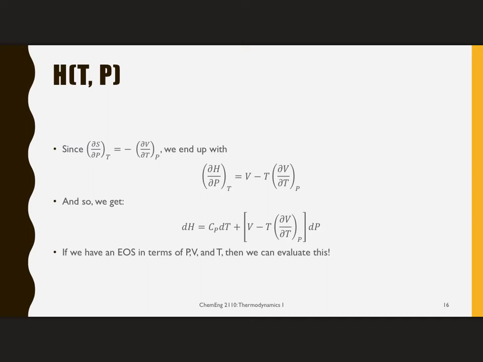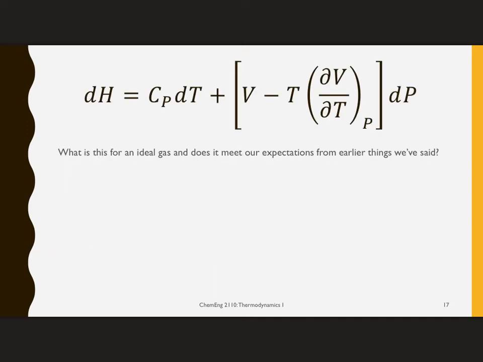Now we can evaluate this as long as we have a relationship for how V changes with T at constant pressure. Let's look at this for an ideal gas and see if it matches what we found earlier. I find that this is a very useful way to check any of my math that I do in these processes. There are so many places that you could have gone wrong, right? But I know what the answer should be for an ideal gas as a function of temperature and pressure, right? It shouldn't change with pressure. It should just be Cp dT.